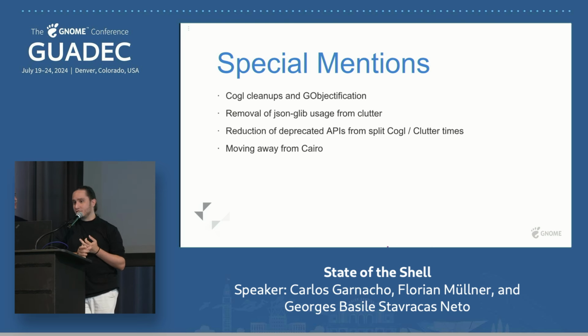We don't depend on JSON-GLib anymore. And I think the biggest topic on a few pull requests was also removing Cairo from the dependencies, the external and internal dependencies of Mutter, which is also pretty difficult, but it's happening. I think all of these points have been done by Bilal, so huge thanks to Bilal.